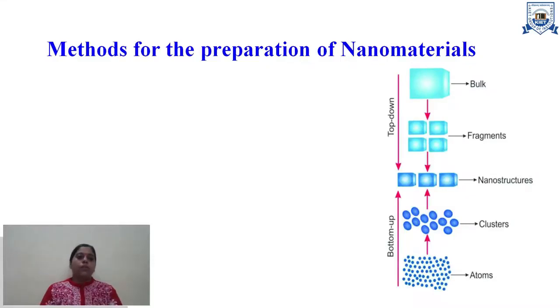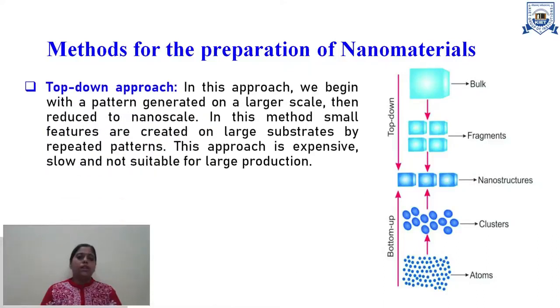Now, the methods for the preparation of nanomaterial. Nanomaterial can be prepared via two approaches. The first one is the top down and the second one is the bottom up approach. We can see from the figure, in the top down approach we start from the bulk, while in the bottom up approach we start from the atoms.